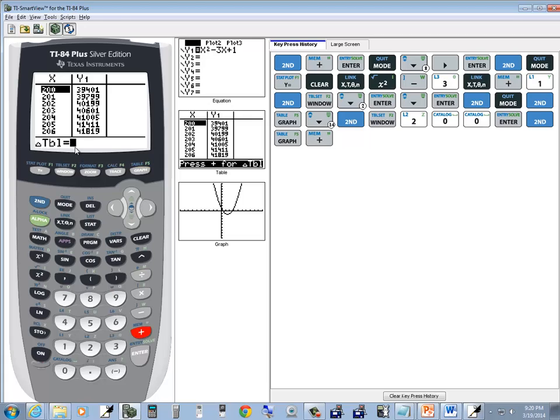That's where you could change it by different values. See how this is going by ones now? You could change that to a 5 and press enter. And see how it's going from 200, 205, 210, 215. You can also set that up over here.